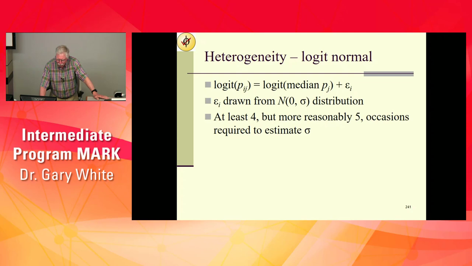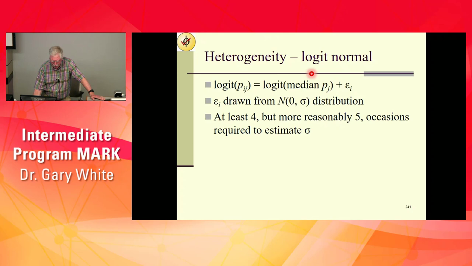Now, the method that I'm a lot hotter about, a lot more excited about, and I think works a lot better and makes a lot more sense to me biologically is this logit normal trick. So if you take a distribution on the logit scale and add on a random error. So the idea here is that we're going to take the logit of the median p.